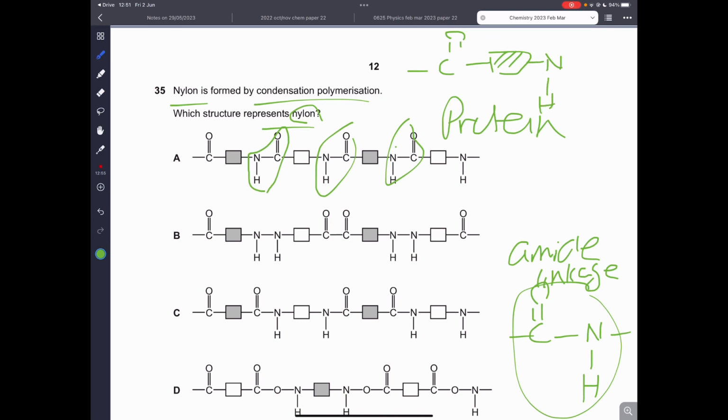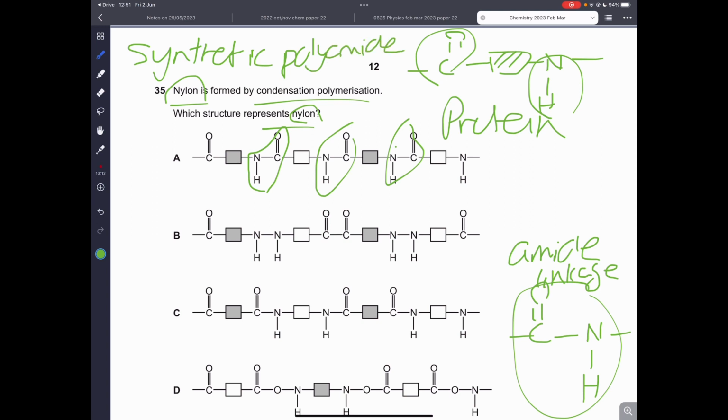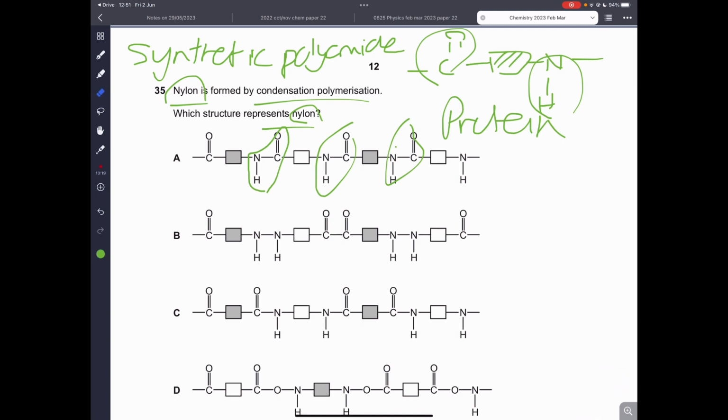So on one side, they're going to contain the amine group, and the other side they're going to contain the carboxylic acid group. But nylon is a synthetic polyamide, and therefore we have to know its product, or the monomers that are going to form. The monomers of nylon are going to be 2 carboxylic acid groups. Okay, so it's going to be like this.